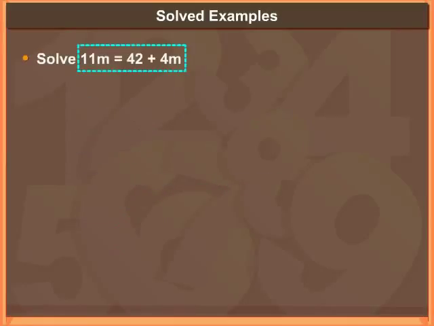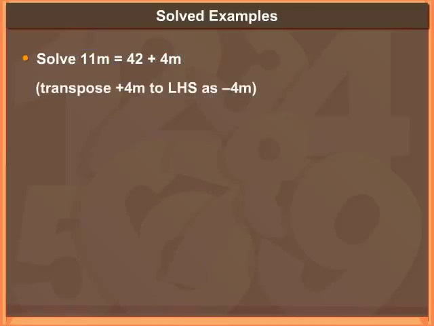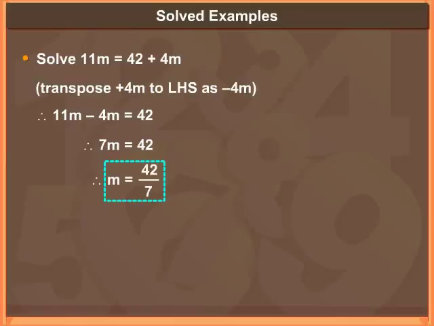Now, solve 11m = 42 + 4m. Here we can see the like terms 11m and 4m on either side of the equation. So by transposing the like terms, we get 11m - 4m = 42. Hence we get 7m = 42. That is, m = 42/7. Therefore, the value of m is 6.